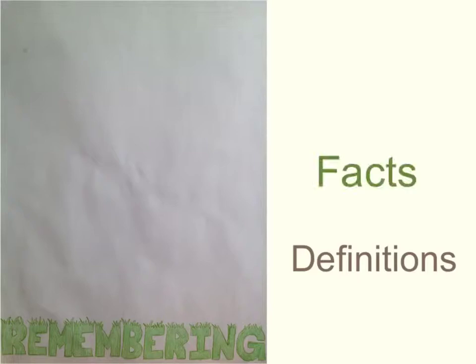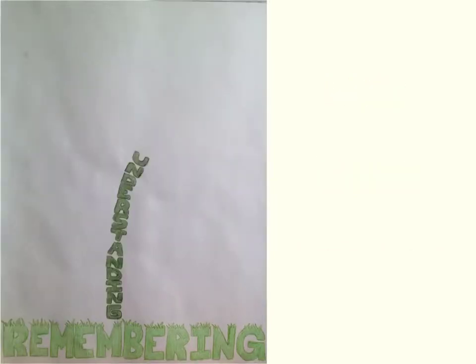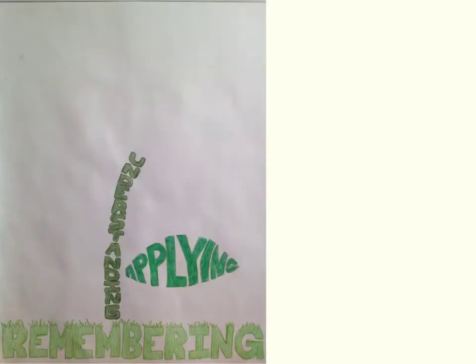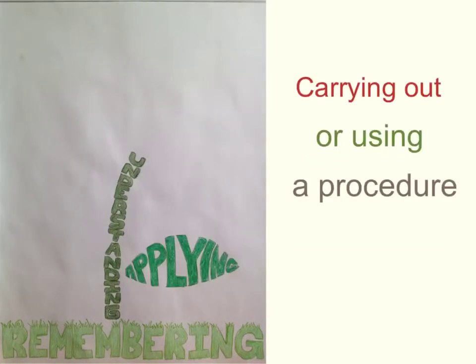Remembering, the lowest level, is when memory is used to produce definitions, facts, or lists, or recite or retrieve material. Understanding is constructing meaning from different types of functions, be they written or graphic. Applying is carrying out or using a procedure.